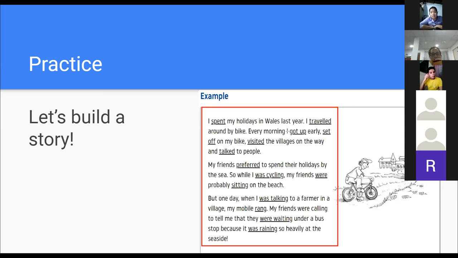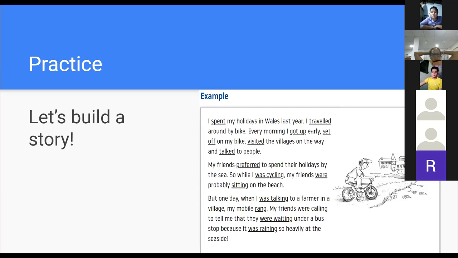My friends were calling to tell me that they were waiting under the bus stop because it was raining so heavily at the seaside. Very good. Guys, do me a favor. So, first of all, guys, heavily.